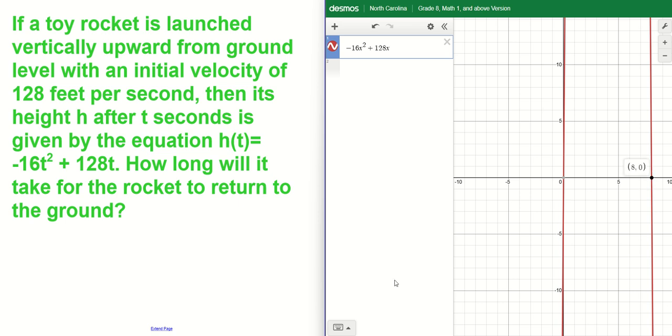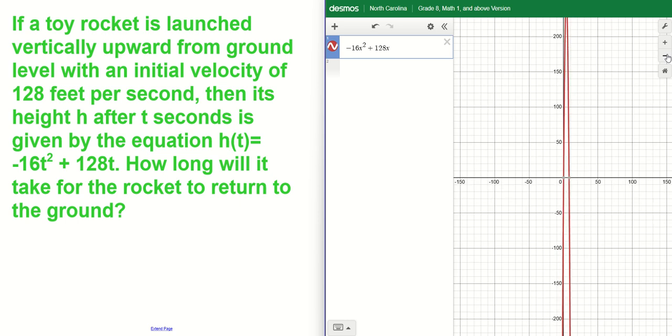Where it hits the ground is going to be that positive zero, okay? The two zeros in this case are 0 and 8. That's where it was starting on the ground. Where it hits the ground again is at the 8 seconds. You know, we got a rocket, so it's going up a good amount from where it started. Any questions on that one?